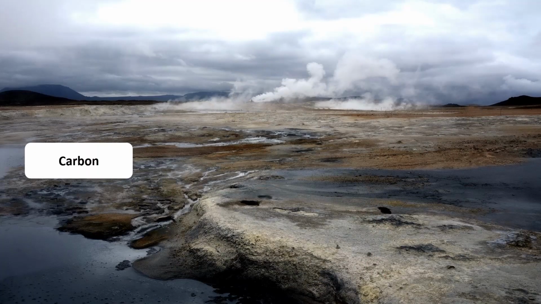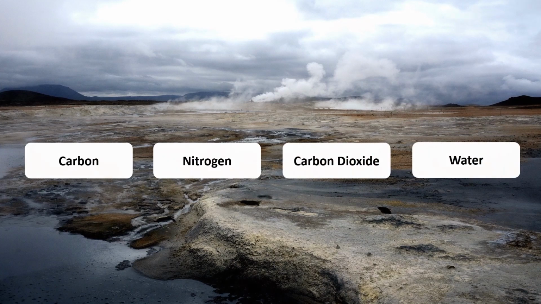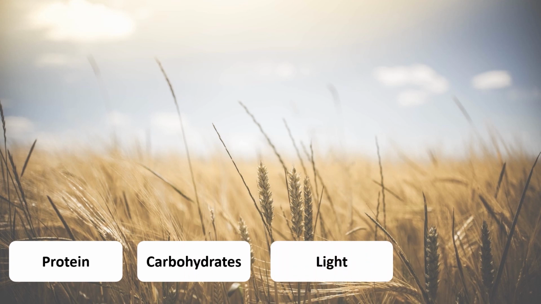Now let us study what are the components of this ecosystem. The ecosystem, as we all know, has two major components, the abiotic components and the biotic components. The abiotic components are the non-living inorganic materials, such as carbon, nitrogen, carbon dioxide, water, etc., and the organic compounds like protein, carbohydrates, etc. And then you have the light and temperature.